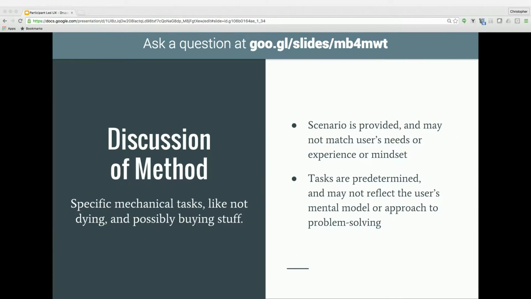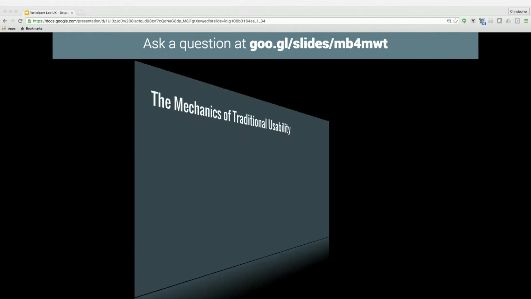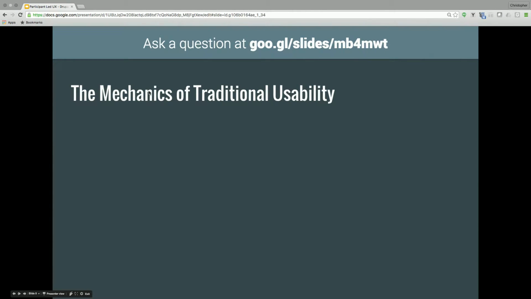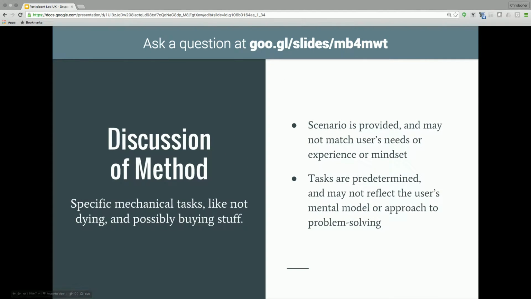So the discussion of the existing method, and we'll start with the traditional approach to usability. So we start with UX, how do we actually get this information? Usability being one method by which we can find out whether or not a tool or a system is serving its intended population well. And the existing traditional methods being its scenarios are provided. They don't necessarily match a user's needs, their experience, or their mindset. If you think about that, that means that, well, look, we're being counted. Maybe I'll back up a little bit. Yeah, and that the tasks are predetermined and don't necessarily reflect a mental model or an approach to problem solving. We'll get deeper into this a little bit later, but that's just sort of a little preview.